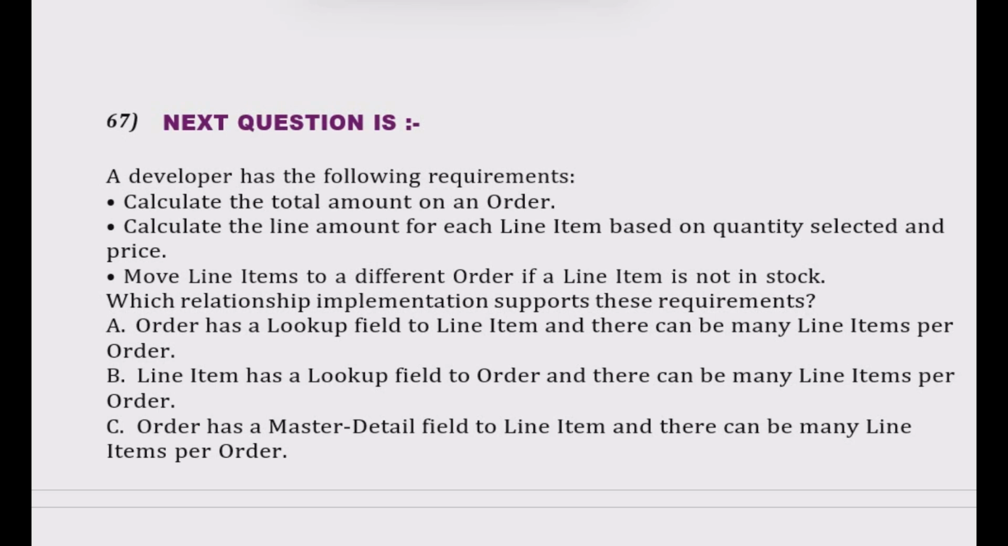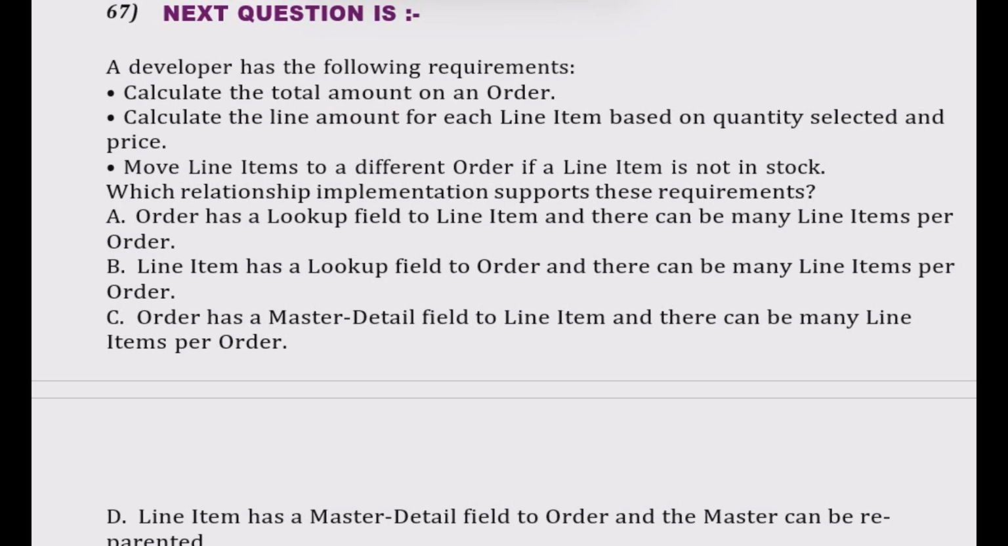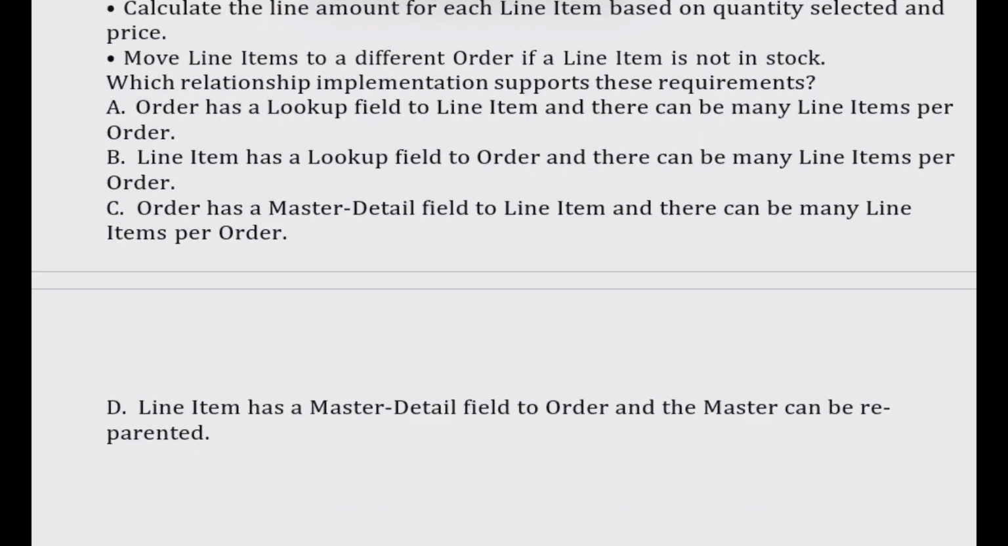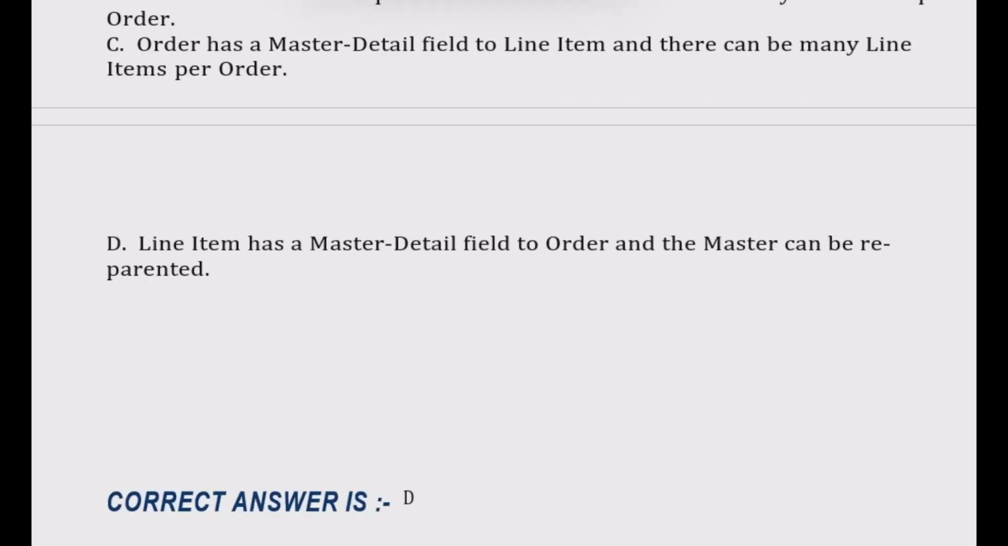Option A, order has a lookup field to line item and there can be many line items per order. Option B, line items has a lookup field to order and there can be many line items per order. Option C, order has a master detail field to line item and there can be many line items per order. Option D, line items has a master detail field to order and the master can be reparented. Correct answer is option D.